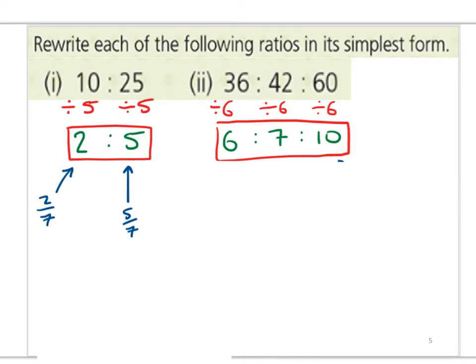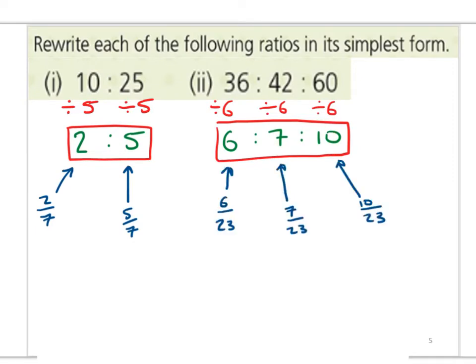But just like in the previous question, I'm going to just rewrite each of these numbers as fractions. So the first thing we do is add up the amounts. So 6 plus 7 plus 10 gives us 23. So this 6 represents 6/23 of the whole amount. This 7 represents 7/23 of the whole amount. And this 10 represents 10/23 of the whole amount.